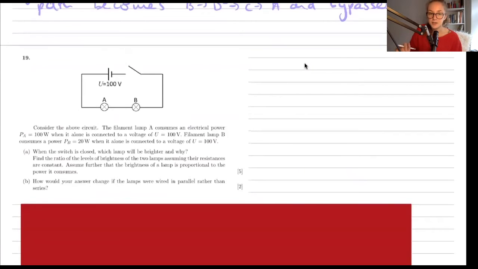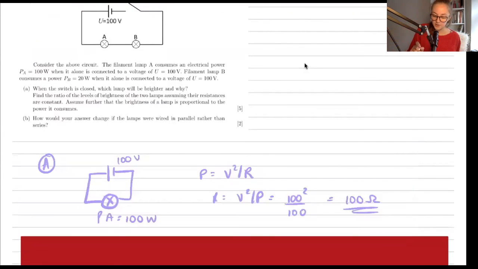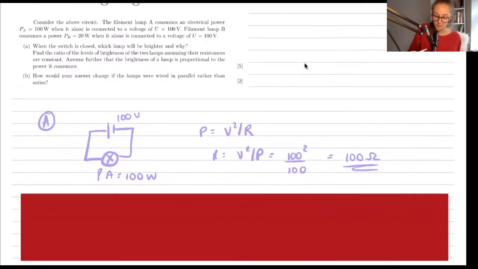Okay, so this next question here tells us that we have two lamps in series and they tell us what the power of the lamps are when they are individually connected to this cell. And we want to know when the switch is closed, which will be brighter and why. So essentially what we really want to work out here is what the resistance of both of these lamps are, so that when they're in series, we can know what the voltage share is like over the two, so we can individually work out the voltages of both lamps.